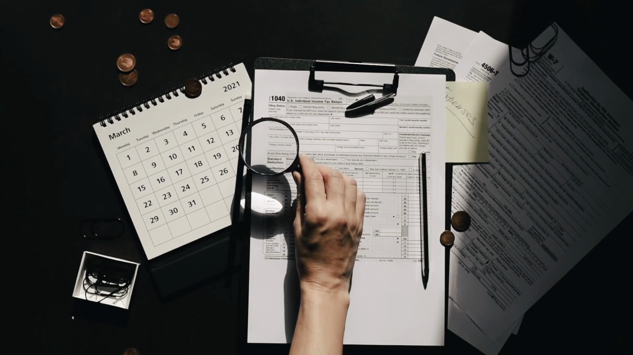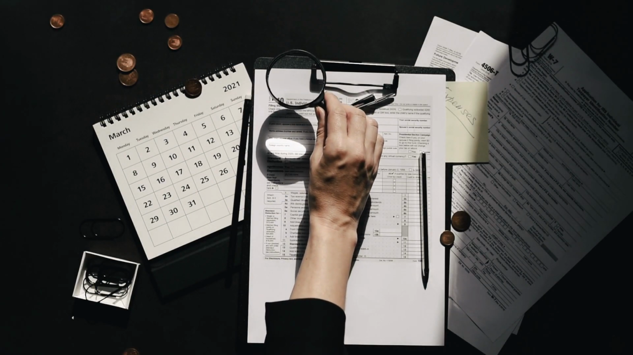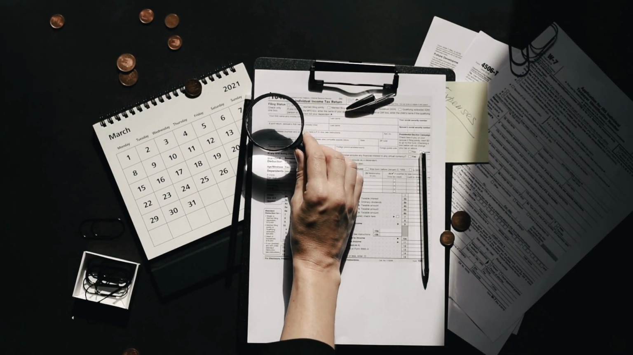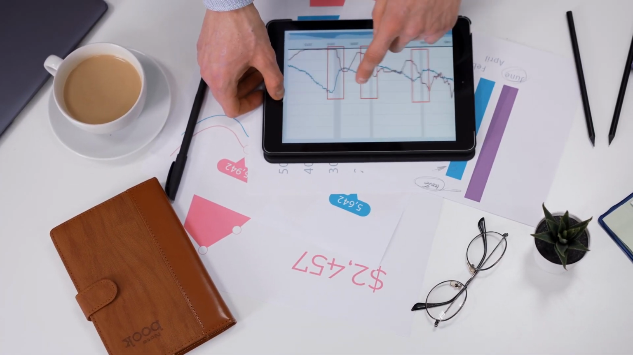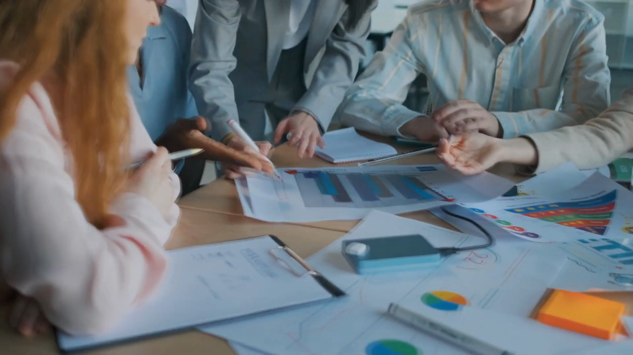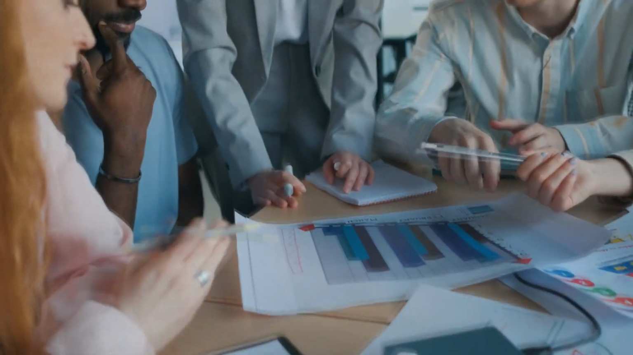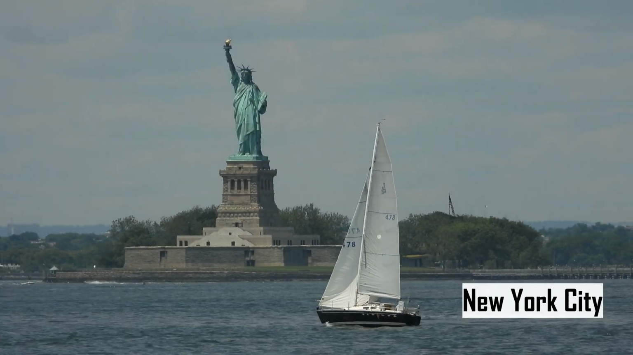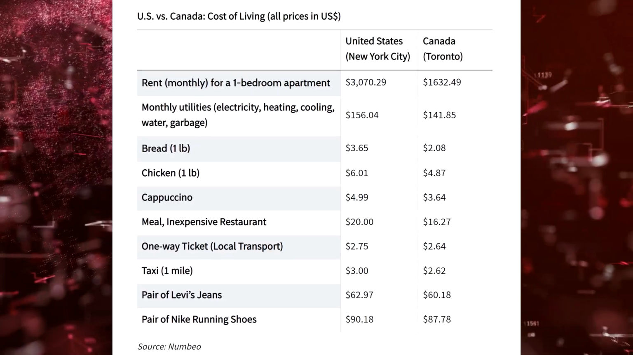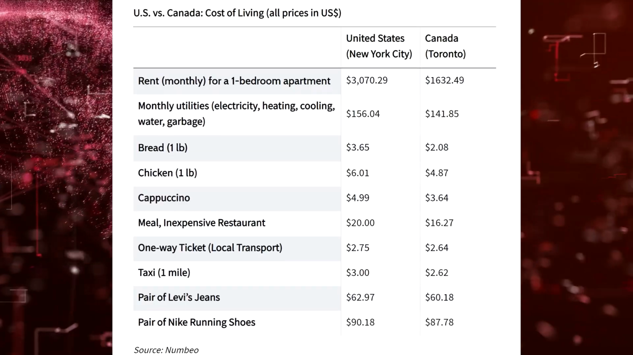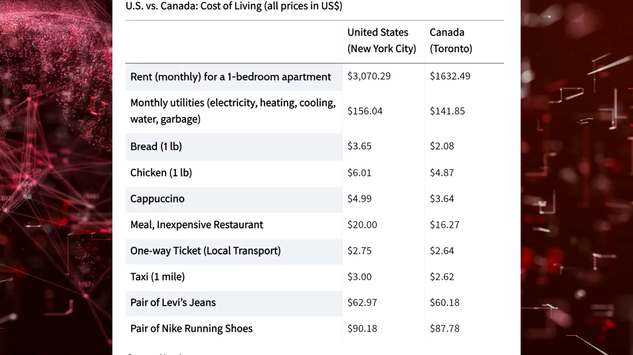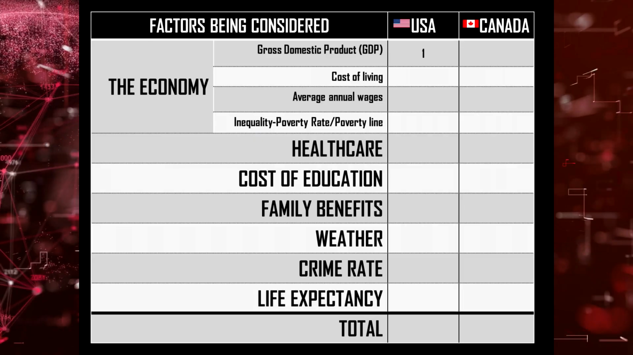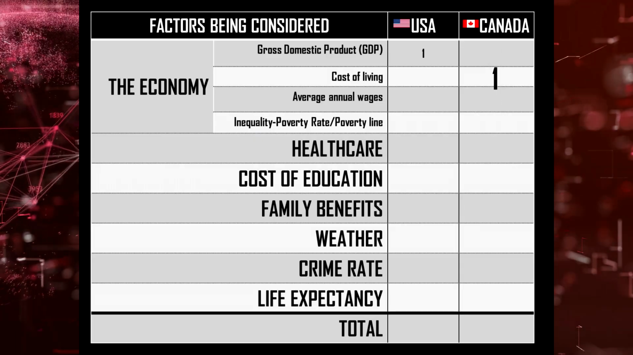Next under the economy, we're going to look at the cost of living. As we're discussing cost here, I think it's a no-brainer that a country with the lowest cost gets the point. So we can better analyze this, we'll take a look at two similar cities, one in the United States and the other in Canada. We'll be looking at New York City and Toronto. Displayed are 10 different items. As you can see, New York City has a higher cost of living than Toronto. So on this one, Canada gets 1 point.